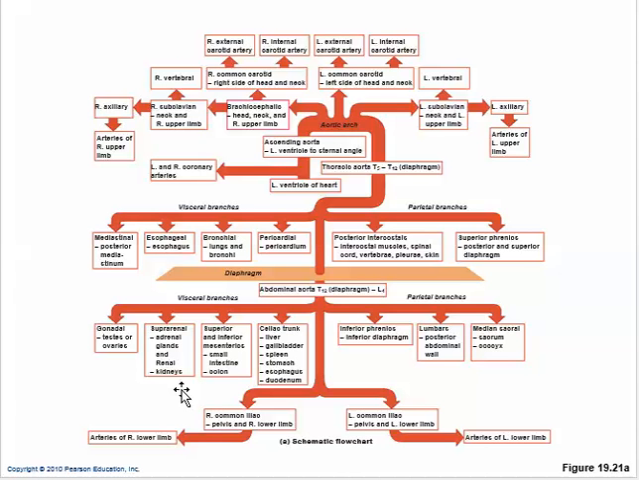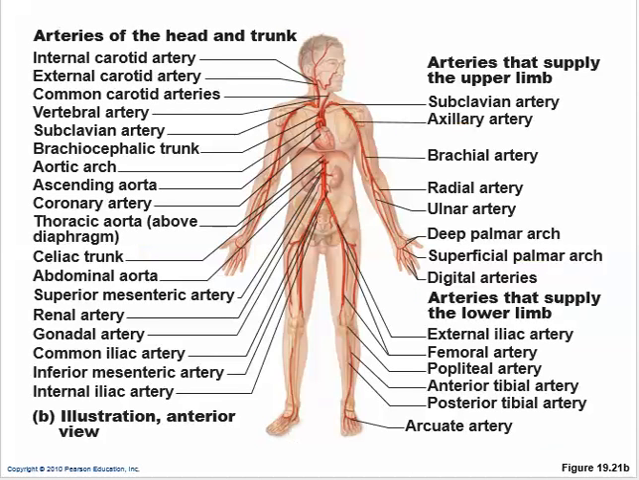We need to supply the kidneys and the adrenal glands, so that's the suprarenal and the adrenal. And we have to supply the gonads, so that's testes or ovaries, depending on what you have. Then the aorta in the abdomen branches into two, the common iliacs, which then go down and supply the legs. So it ends up looking anatomically like this.